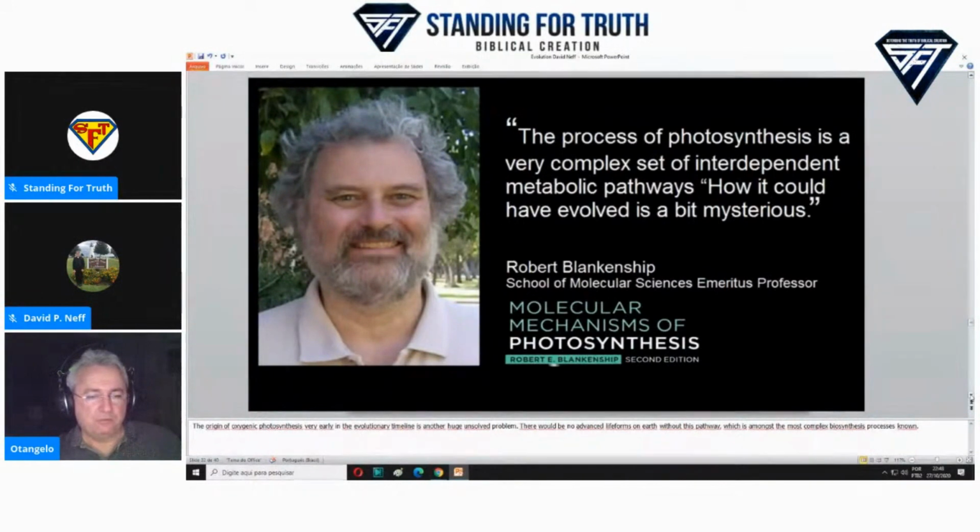The origin of oxygenic photosynthesis very early in the evolutionary timeline is another huge unsolved problem. There would be no advanced life forms on Earth without this pathway, which is almost the most complex biosynthesis process known.